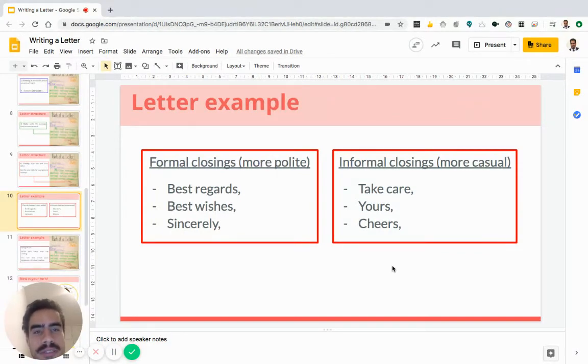Then we also have some informal closings that are more casual. You can use these closings to write to your friends, to people that you are closer to, more used to, and you don't need to be so polite. In this case, you can choose to write take care, or you can write yours, or you can just write cheers, and then you always put a comma after the word, okay?